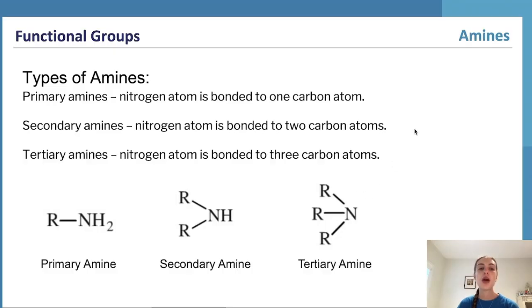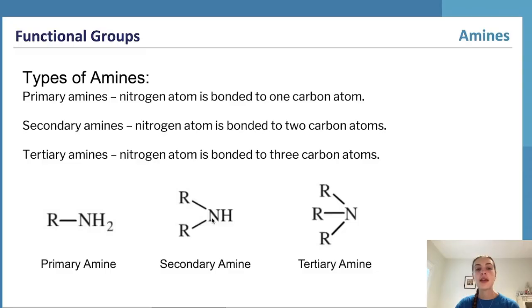So with amines, we've got primary amines, secondary amines, and tertiary amines. So similar to our concept of primary, secondary, and tertiary with alcohols, amines have a similar kind of concept. So a primary amine is going to mean that the nitrogen atom is bonded to one carbon atom. So it's saying that from the original ammonia molecule, only one of the hydrogens from NH3 has been replaced by an alkyl group. So the nitrogen is only bonded to one other carbon atom.